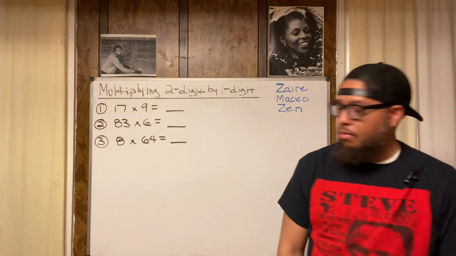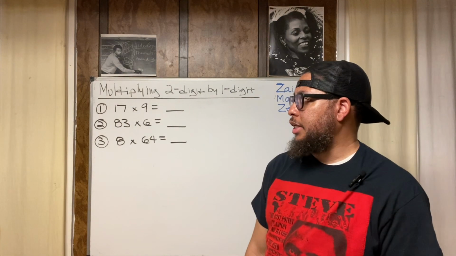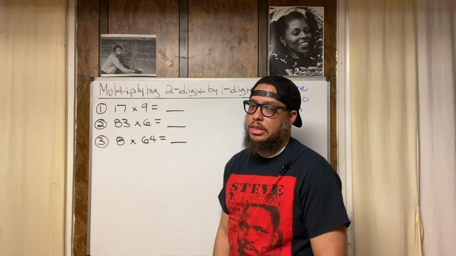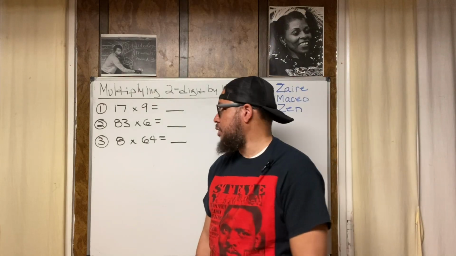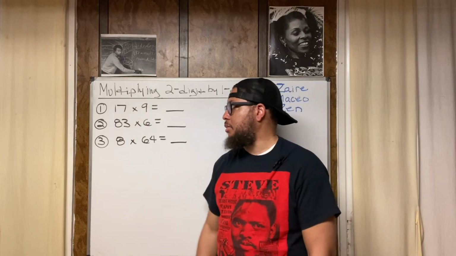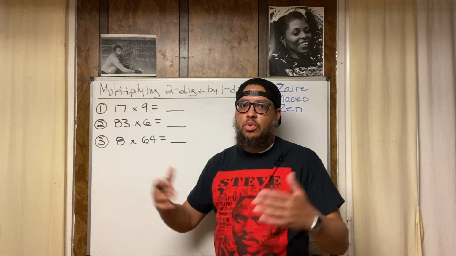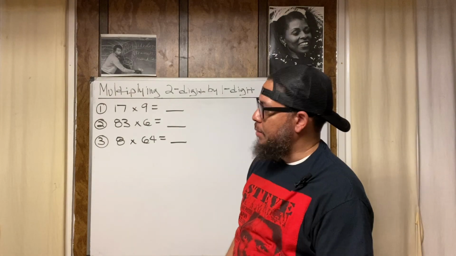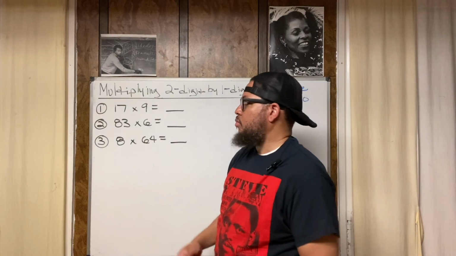All right. Now, let's get into this multiplication. So we multiply two-digit numbers by one-digit numbers and one-digit numbers by two-digit numbers. So let's look at number one. Let's say 17 times 9, or 17, 9 times. What's the total, or what's the product, right? What would that be, right? Now, what could that represent?